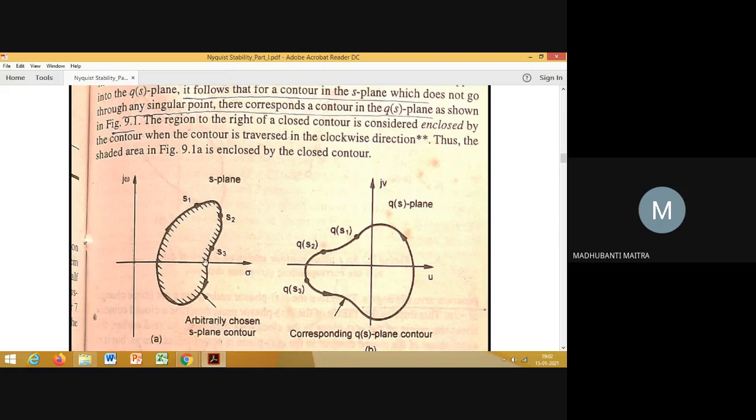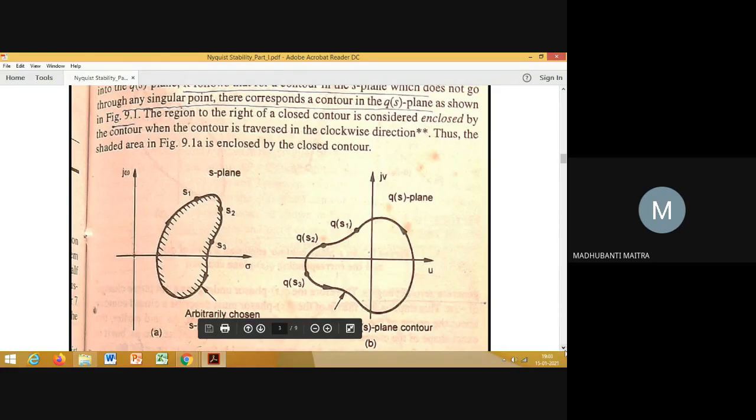Hence, for this closed contour that we have chosen arbitrarily on the S-plane, and which is not passing through any singular point for that given Q(S), on the Q(S) plane also we'll get a closed contour. Have you understood what I'm saying? Yes, ma'am. So it's clear that for this arbitrarily chosen closed contour on the S plane which doesn't pass through any singular point for the given Q(S), on the Q(S) plane, again, you'll get a closed contour. For the time being, just ignore this arrow direction. So you will get a closed contour.